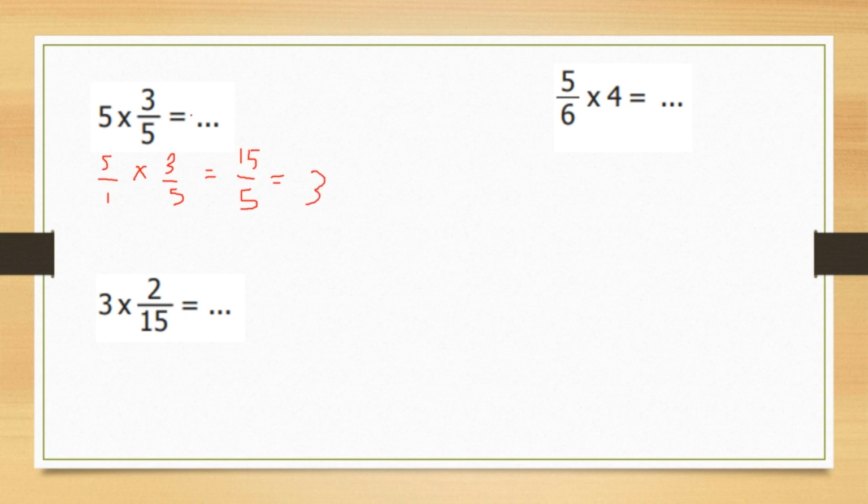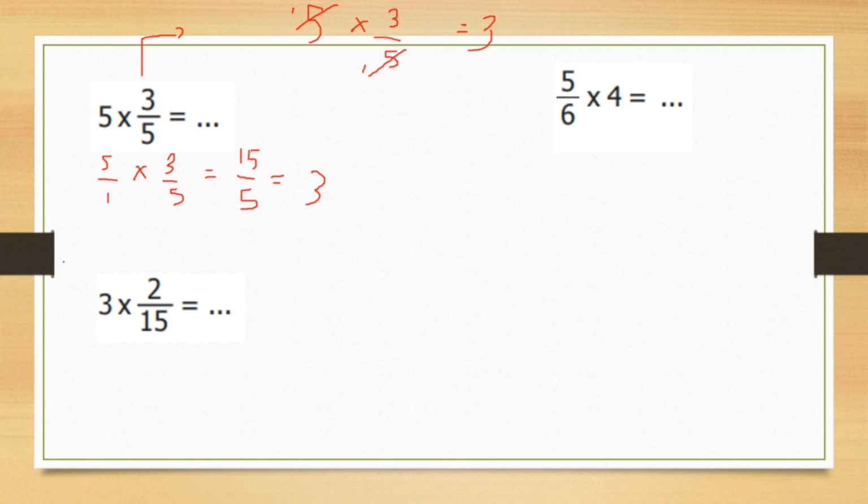The other way to solve this question is 5 times 3 out of 5. You just think of the whole number as being a top number, so that you may use the cancellation method. So 5 divided by 5 equals 1. So the answer equals 3.